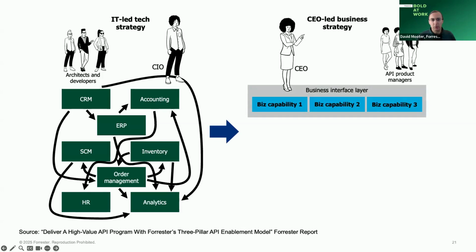But you get more value out of your APIs if it's more of a CEO-led business strategy. There's still an important architectural role here, but it's about thinking about value stream mapping, and then what our business capabilities are, through business architecture, to deliver those value streams. And then those business capabilities and value streams are those APIs. Are we building digital business interfaces?